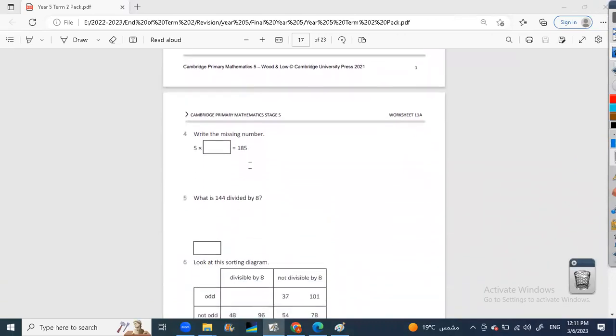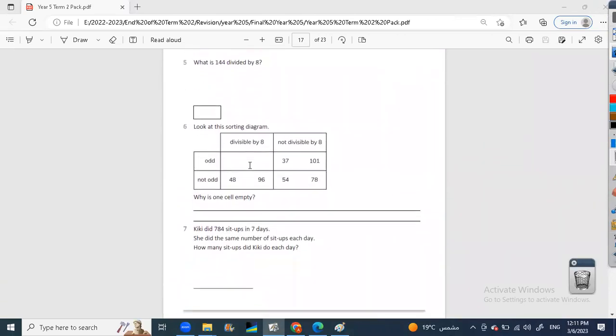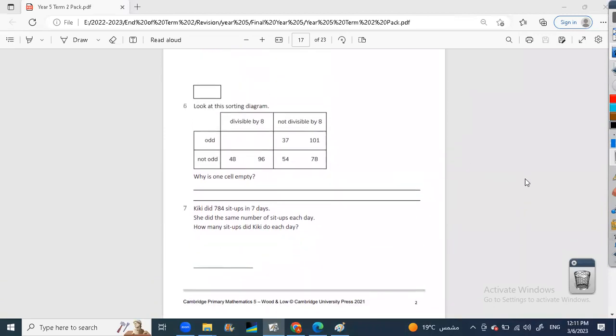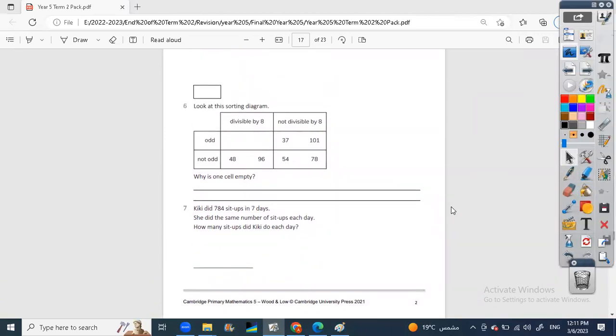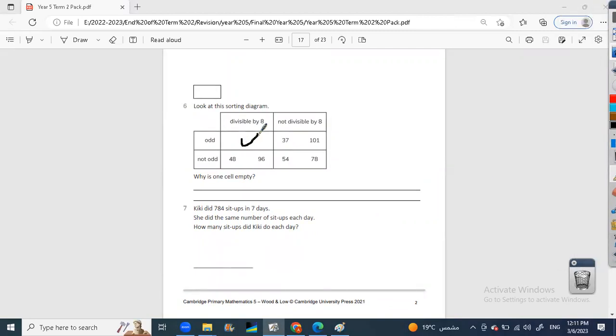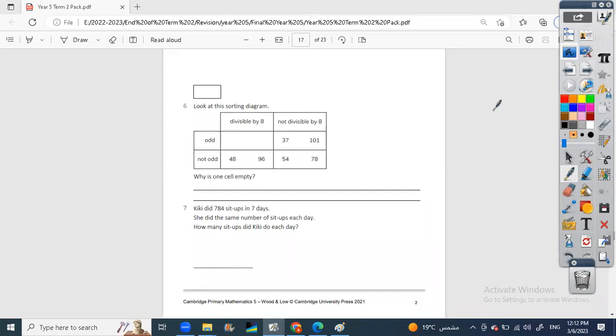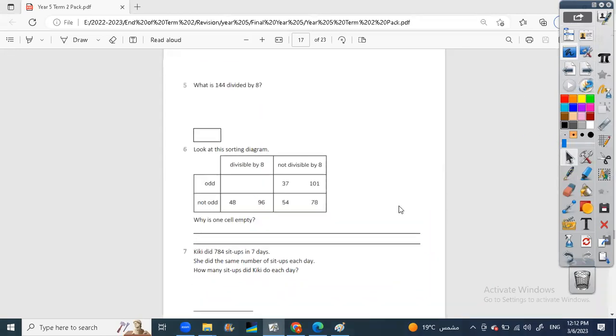Multiplication, we're going to have a look at it right now. This is division. We're going to go to multiplication first, but here, they're saying to you, why is this box empty? Well, definitely because any number that is divisible by 8 must be even. There is nothing that is divisible by 8 and odd. So this box is empty because all the numbers that are divisible by 8 are even. They're not odd.